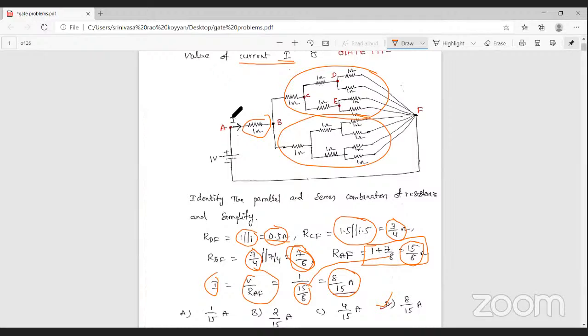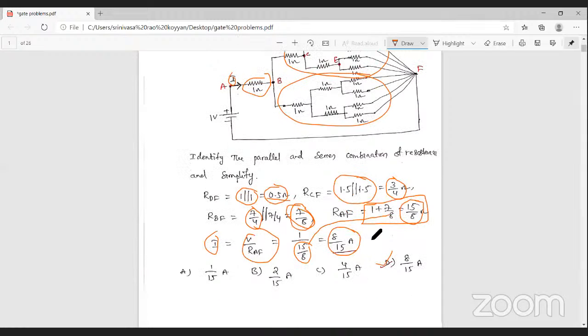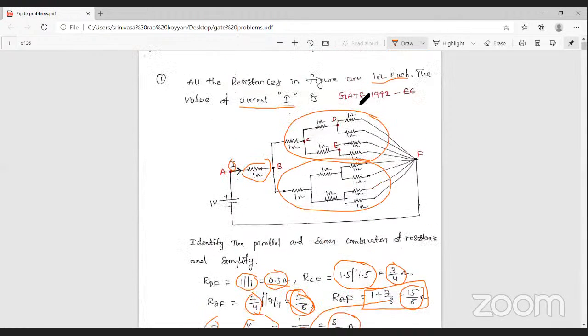But here, find out the total current, that is I. So that is total voltage by total resistance. Then you can get 8 by 15 amperes. This is problem number 1, asked in GATE 1992.